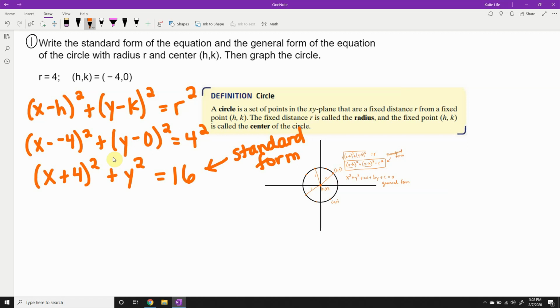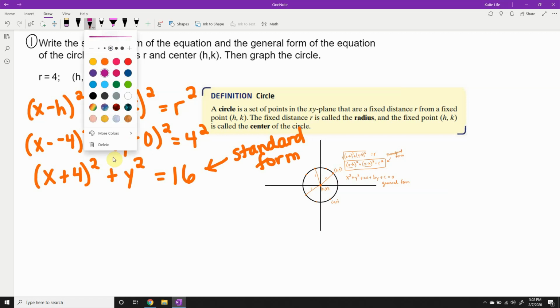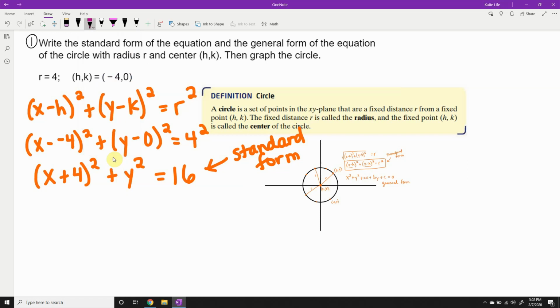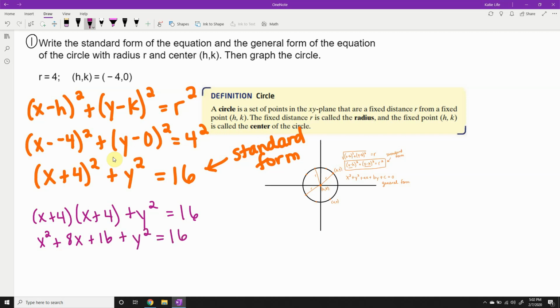If we want to go ahead and find the general form of this same equation, where the radius is 4 and the center is at -4, 0, all we have to do is expand out by foiling. So maybe I'll continue with a different color here. Expanding out x plus 4 quantity squared, this would be x plus 4 times x plus 4 plus y squared equals 16. So first, outside, inside, last: we've got x squared, and then two 4x's, so we've got 8x, and then 4 times 4 is 16, plus y squared equals 16. And then we want to put it again in this general form where all of the variables and constants are on one side and it's set equal to 0. So I would want to move this constant over and collect any like terms. So we would be left with x squared plus y squared plus 8x.